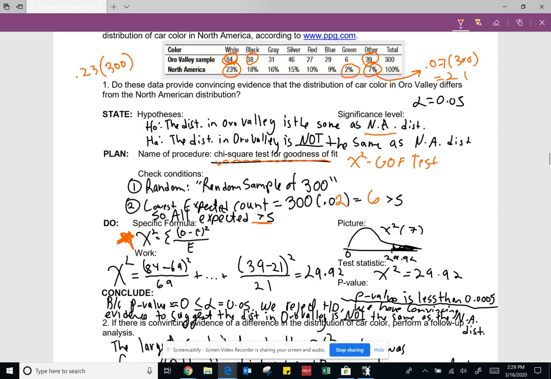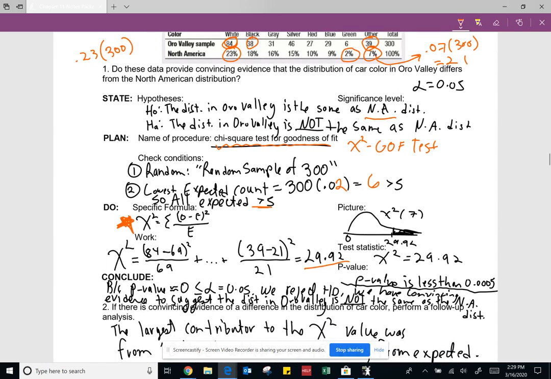So we end up with the chi-square test statistic of 29.92. Going to table D, we find that our p-value is less than 0.0005. So super tiny, meaning we were very far from what we expected. So that gives us evidence to suggest Ha. So what we say is, because the p-value is approximately 0, which is less than 5%, we reject H0. We have convincing evidence to suggest the distribution in Oro Valley is not the same as the North American distribution.